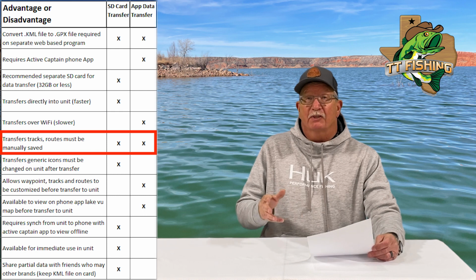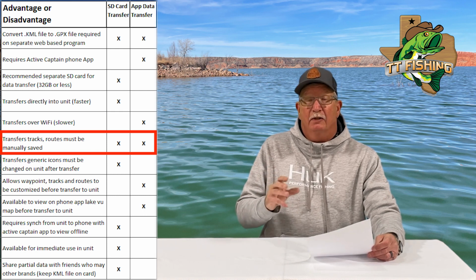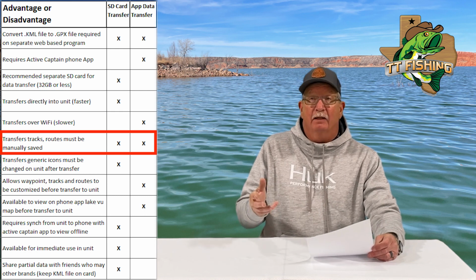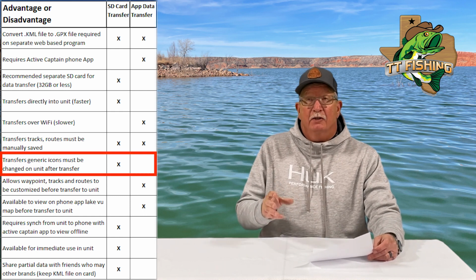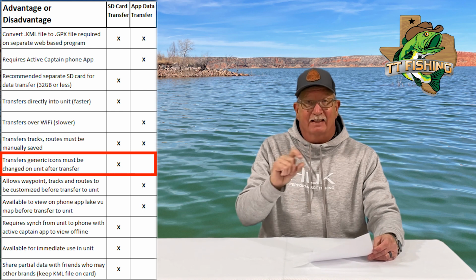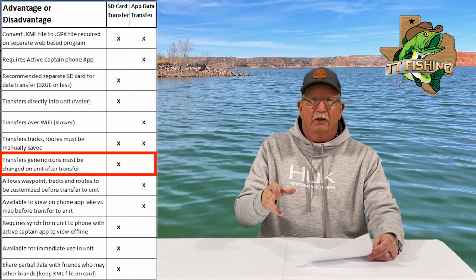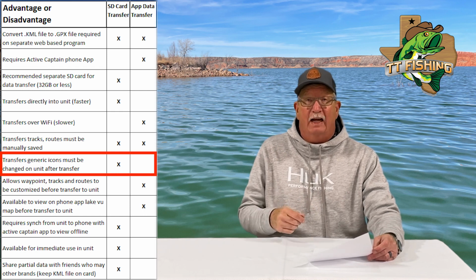They both just save as a track. If you want routes, you have to convert it to a route either on your smartphone or tablet or your sonar unit. Now, when you use the SD card method, you're not going to have any icons other than the little dot, and it just says DOT dot, which you can search for in your unit and find them pretty easily, but then you've got to manually change those icons on your unit on your boat.